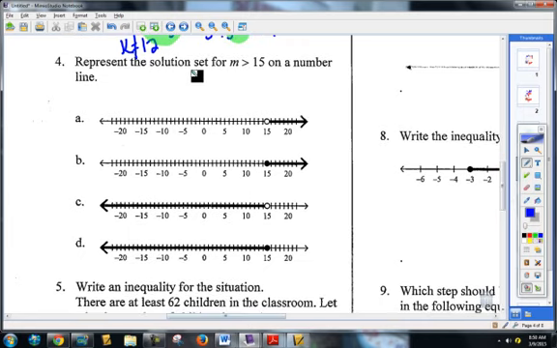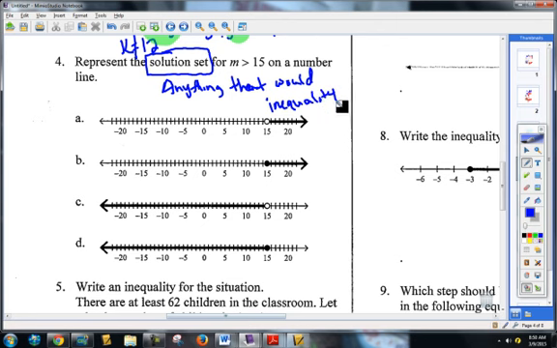Represent the solution set for m greater than 15. Remember, solution set means anything that could go in for m. Write that for me, please. Anything that would make the inequality true. Right? Because remember, there are infinite numbers for inequalities. There's an infinite amount of numbers I could put in there for m. So the only way that I can write every single solution is by graphing and then showing shading.